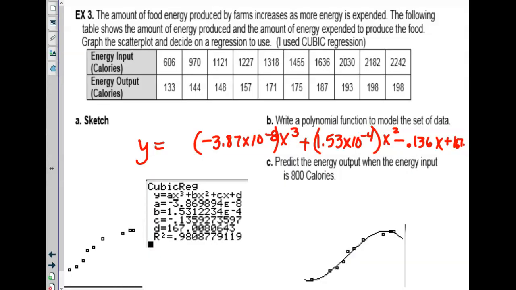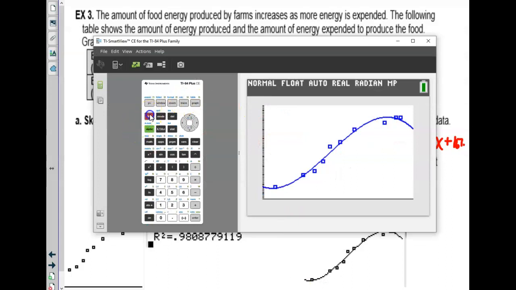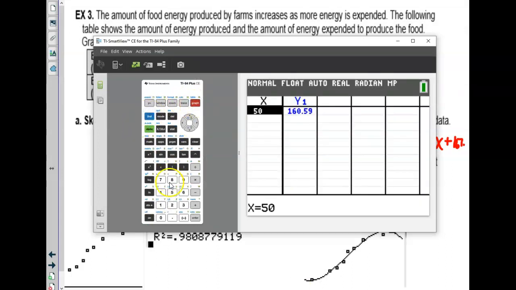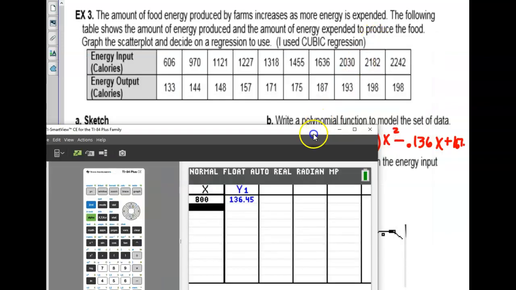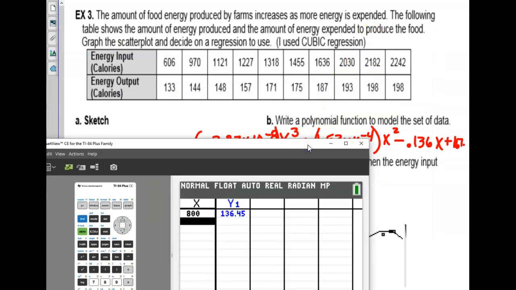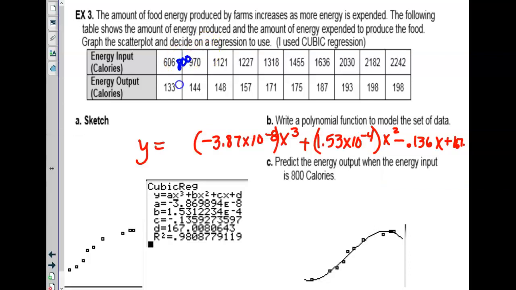Oh my goodness, what did I click on? There we go. Second graph, 800. Is that what I'm supposed to be putting in? Okay, I got 136 roughly calories of output. That fits the data though, right? 800 would fall in here and 136.5 or something would fall in there. Was it 0.45, guys? Yes. Okay. And that was calories of output.